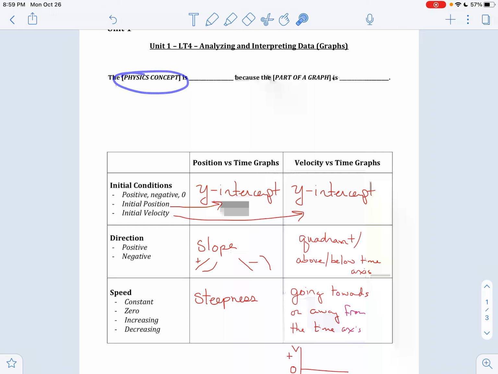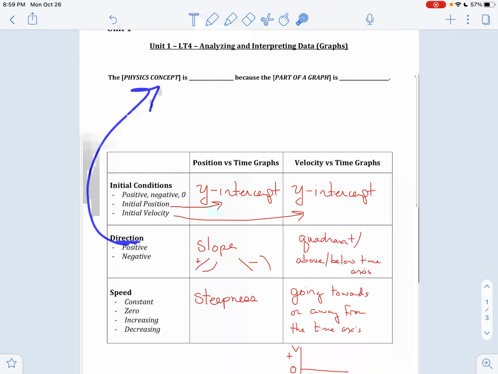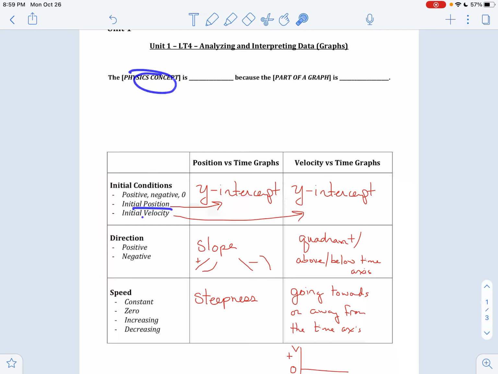So in general, how does this work? Well, the physics concept. That may be the initial velocity, or the direction, or the initial position, or maybe the speed. So one of those is going to go on here. So an initial condition, initial position, initial velocity, direction, or speed is, and then we have our options: positive, negative, or 0. Positive, negative, 0, constant, increasing, decreasing. It's going to go here.